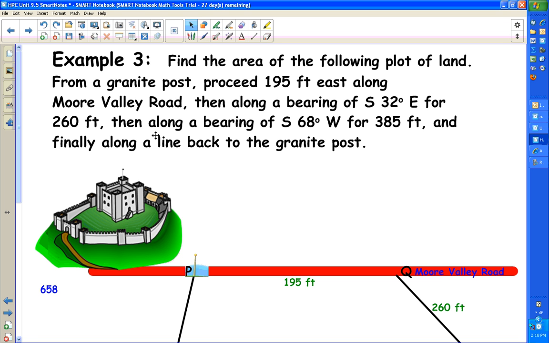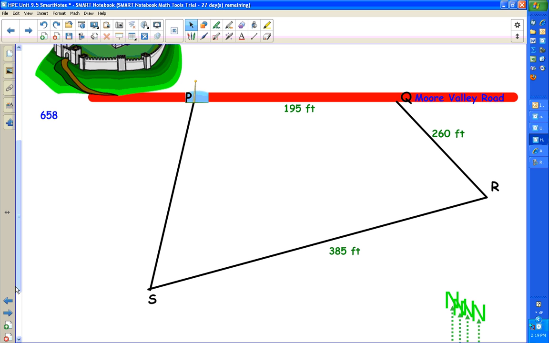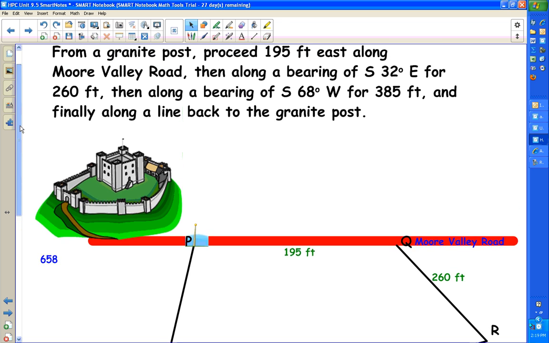The hardest thing to do, honestly, is to make the picture. Once you have a credible picture, everything works out great. But let me show you where the pitfalls are. All right, you're on the granite post, and you're going to follow Moore Valley Road, 195 feet east. And then you're going to turn from this point Q down to this point R, 260 feet, and it tells you what direction to go.